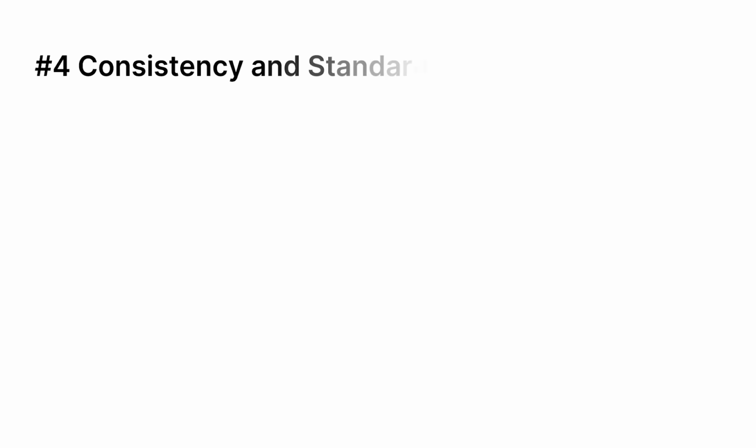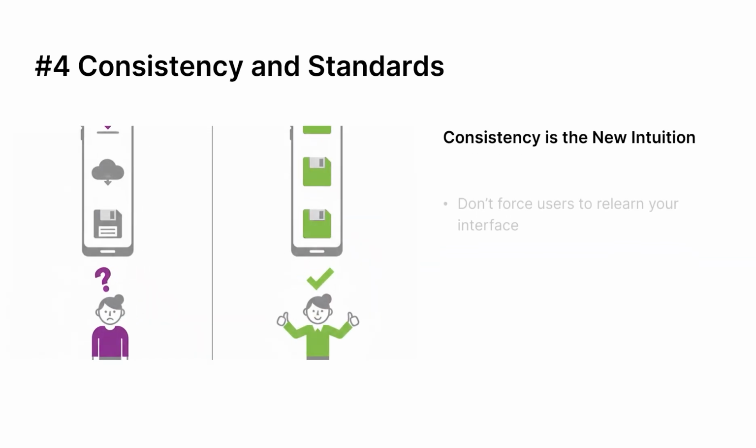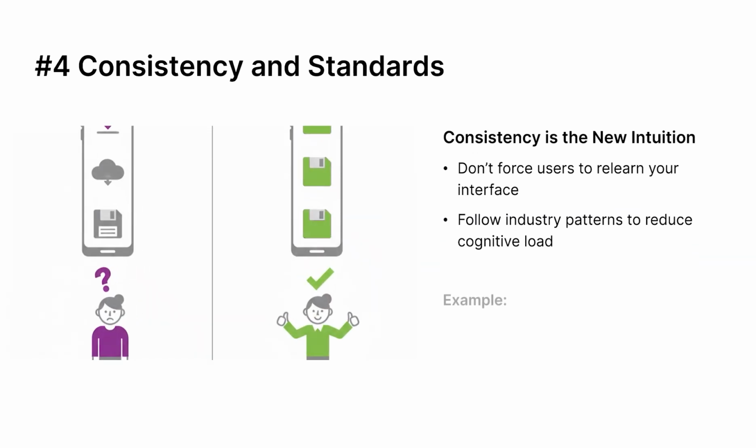Number 4, consistency and standards. The same word or icon should mean the same thing everywhere in your product. Imagine if the stop sign was red on one street and blue on another. Chaos, right? The same applies to interfaces.